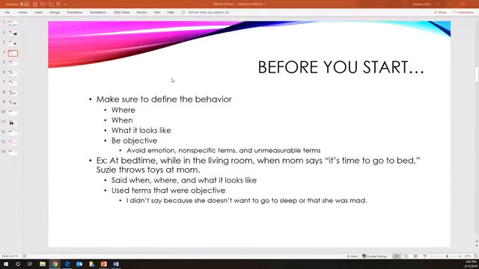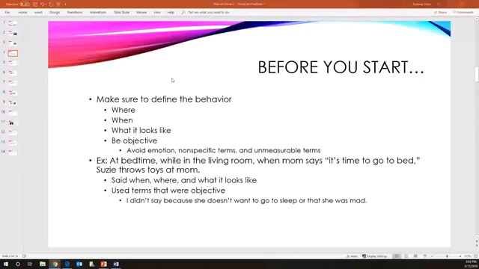Before you even start collecting data, there's a couple things that you need to do. First of all, we have to define the behavior that we are going to be collecting data on. You can't just collect it all willy-nilly and hope for the right outcome. So when you define your behavior, make sure you have where this behavior is occurring, when it's occurring, so if it's occurring at home or at bedtime, something like that, what does it look like?